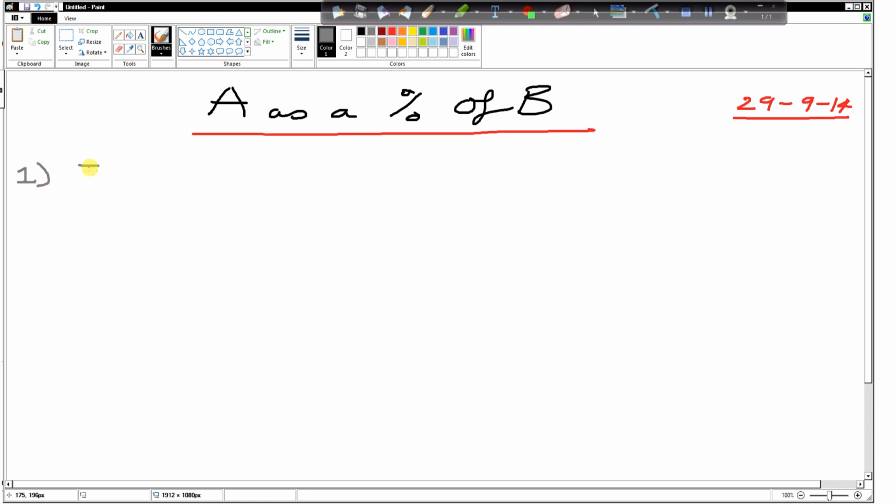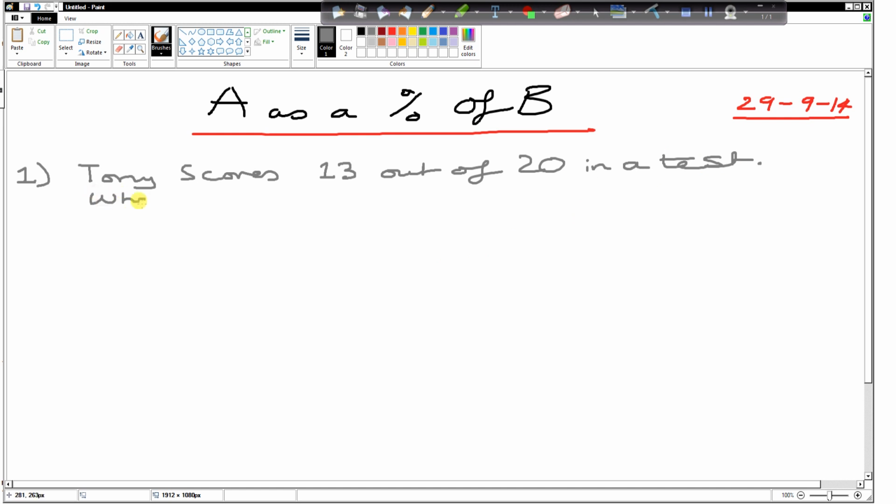Tony scores 13 out of 20 in a test. So that's the scenario of this type of question. And the question now comes, what percentage is this? So what percentage did he score, basically? That's the scenario, that's the question.